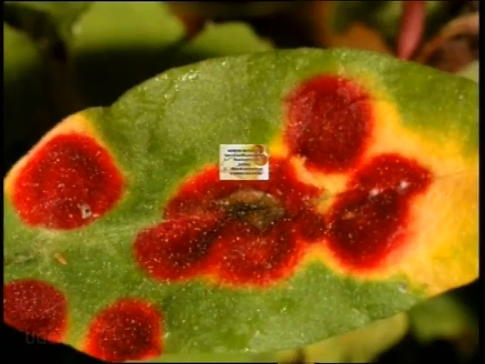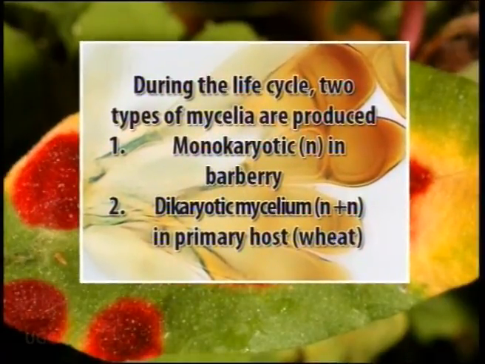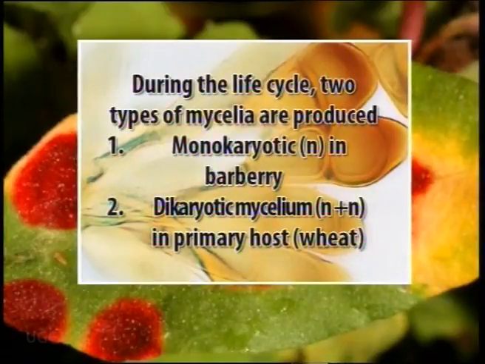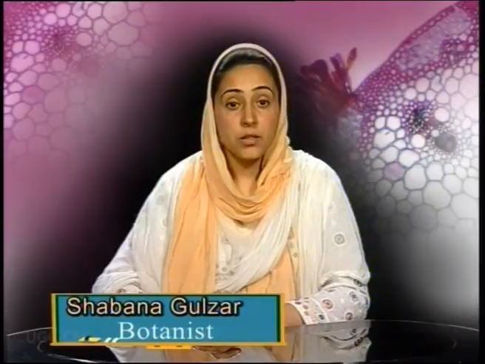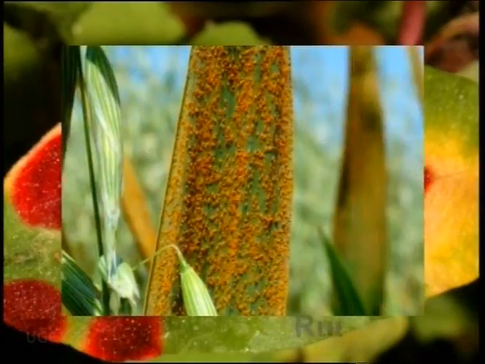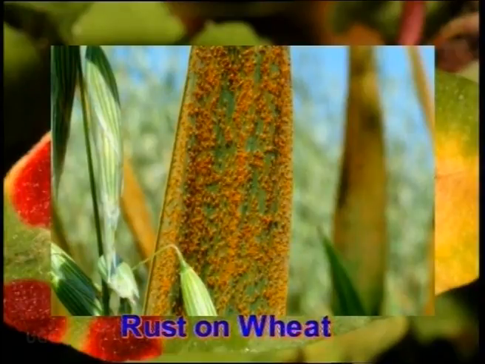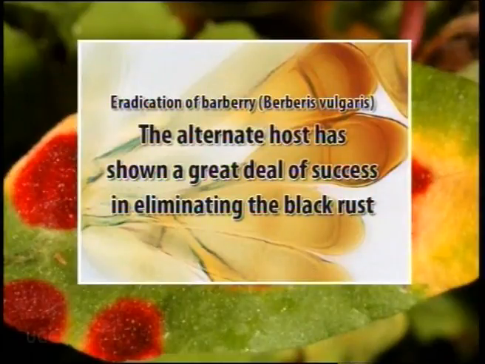During the life cycle, 2 types of mycelia are produced, the monokaryotic in barberry and the dikaryotic mycelium in the primary host, that is wheat. Now, let us discuss the control measures of rust disease. A tremendous amount of time and work have been put into efforts relating to the control of black stem rust disease of wheat. The methods of controlling the rust disease on the wheat plant can be summarized as: number 1, eradication of barberry, Berberis vulgaris.